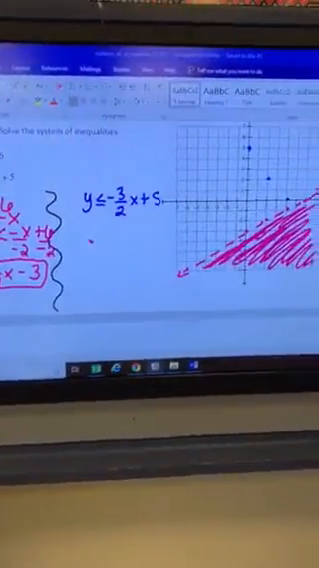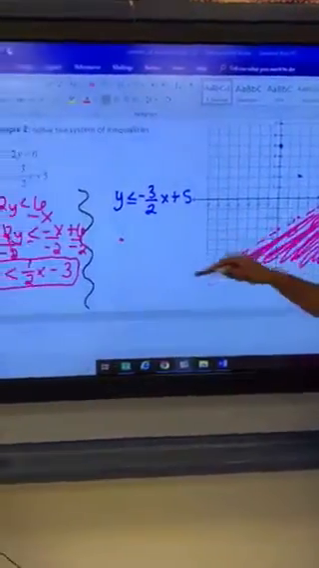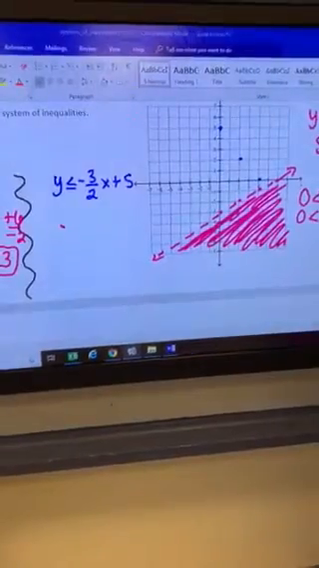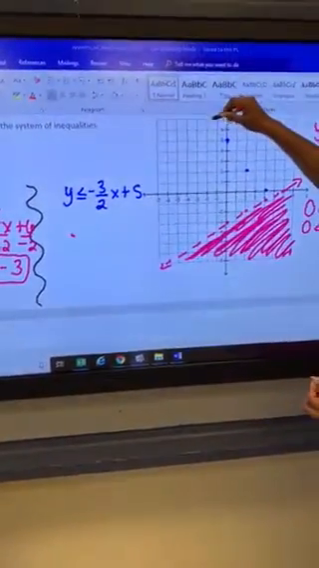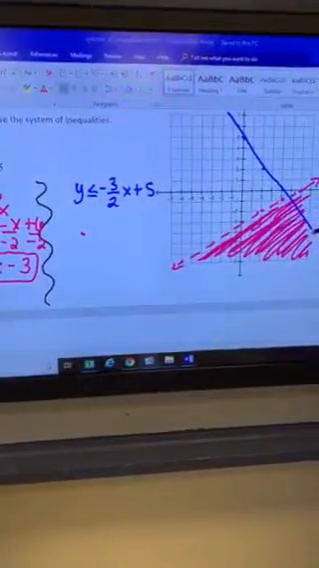And then I'm going to think about, okay, is my line going to be solid or dotted? Since it's less than or equal to, that means that the inequality is included, and so my line this time is going to be solid. So remember to use a ruler to draw your line so you can make sure that you get all the points.